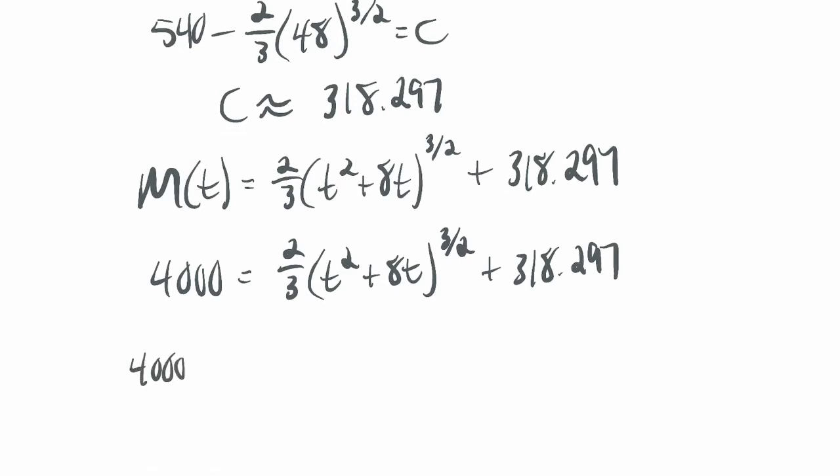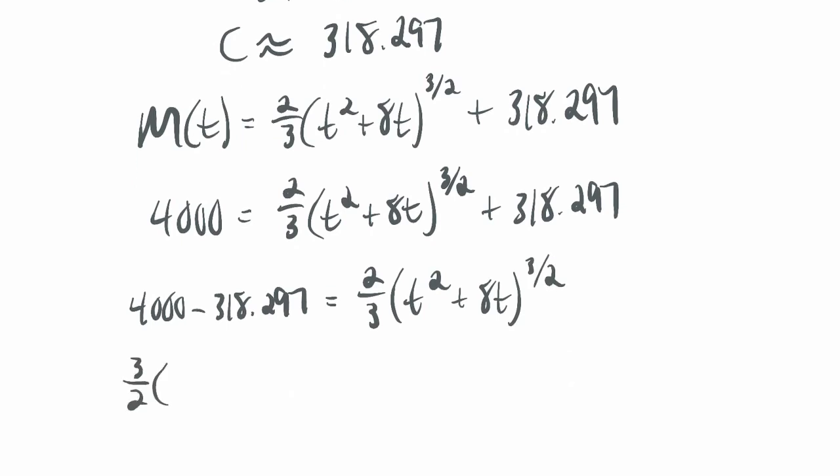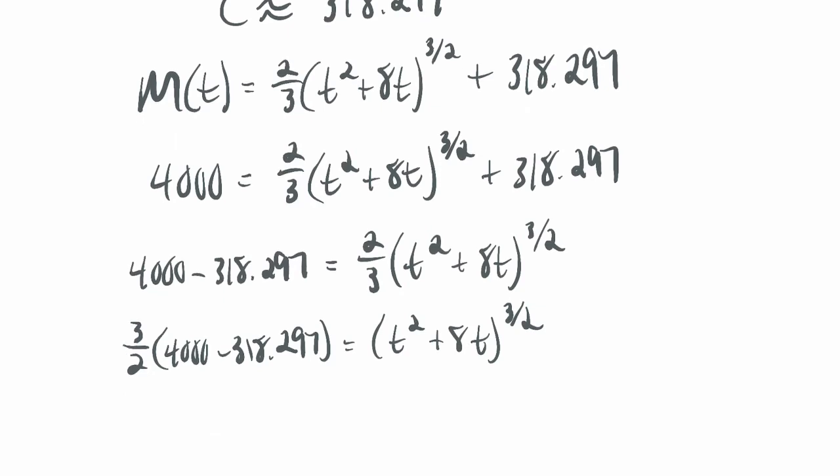So I'll start by subtracting 318.297 on both sides. So 4,000 minus 318.297. And I'm not going to do the arithmetic as I go along. I'm just going to type that all into a calculator at some point. Of course the calculator kept a longer decimal version of this, and I'll let the calculator handle that as well. Okay, so I'm going to multiply both sides by 3/2. So 3/2 times 4,000 minus 318.297, which is a lot of writing, but that's fine. Times t squared plus 8t, the 3/2 power. So I'm going to raise both sides to the 2/3 power, or apply an exponent of 2/3 to both sides.